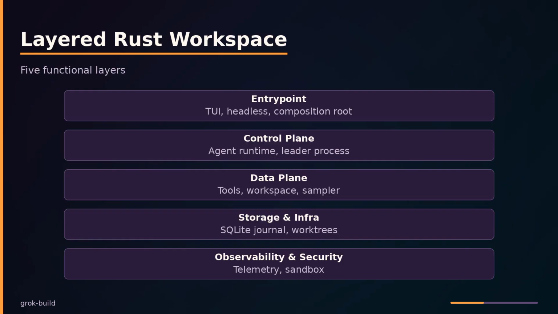The project is organized as a Rust workspace with 5 functional layers. The entry point layer holds the TUI and the binary that ties everything together. The control plane is dominated by the agent runtime and leader process. The data plane contains the tool implementations, the workspace abstraction, and the sampler that calls xAI's APIs. Below that, storage and infrastructure handle persistent state. And observability and security wrap the whole thing with telemetry and sandboxing.